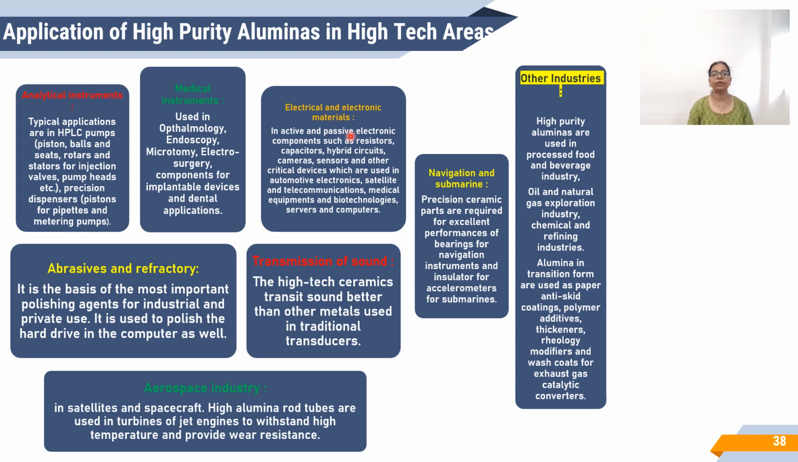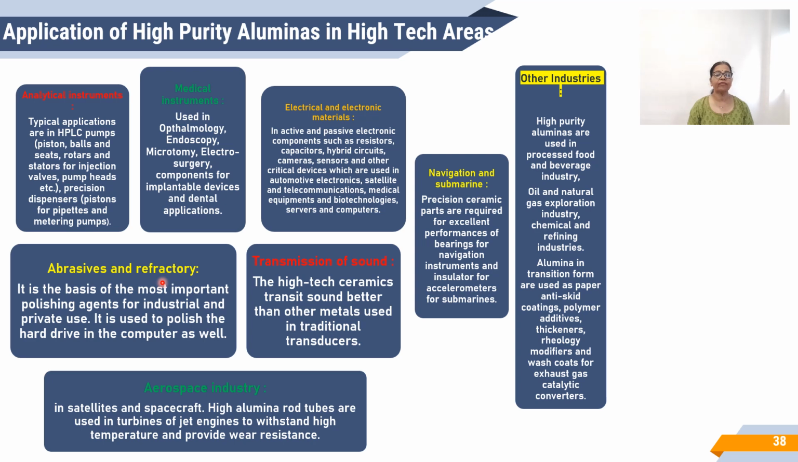Then electrical and electronic materials, they are active and passive electronic components such as resistors, capacitors, hybrid circuits, cameras, sensors and other critical devices which are used in automotive electronics, satellite and telecommunications, medical equipments and biotechnologies, servers and components. They are also used in navigation and submarine. That is, precision ceramic parts are required for excellent performance, for bearings for navigation, instruments and insulator for accelerators. For submarines, they are also used in transmission of sound, that is the high-tech ceramic transmits sound better than other metals used in traditional transducers.